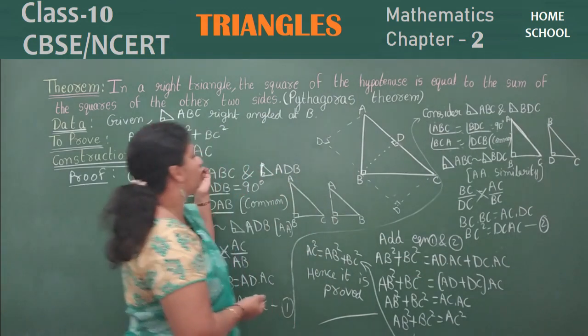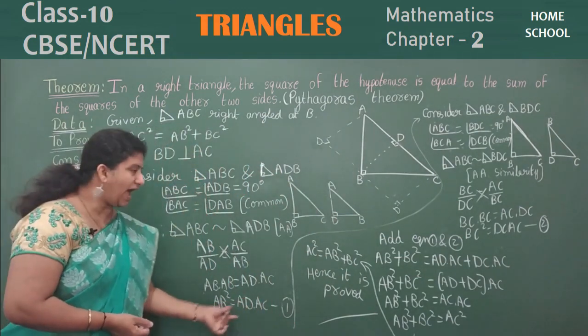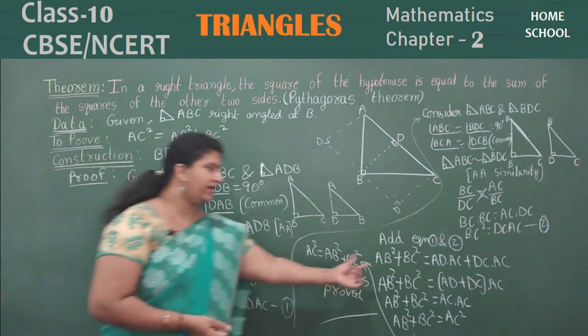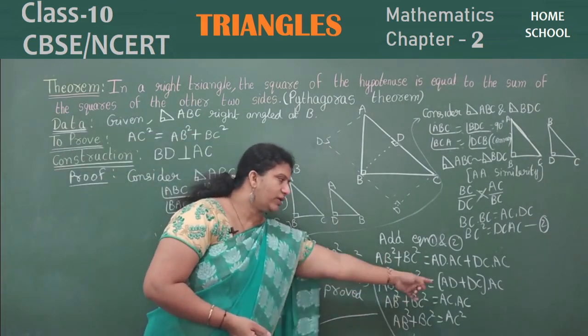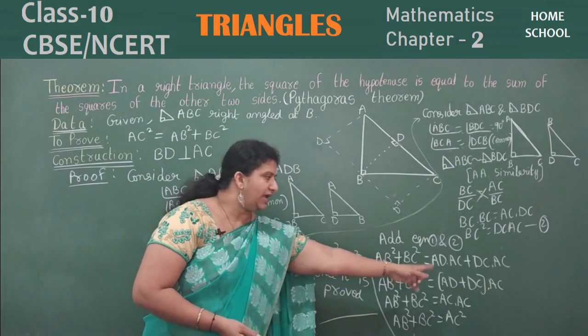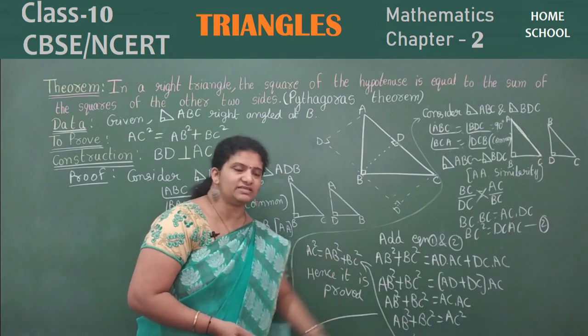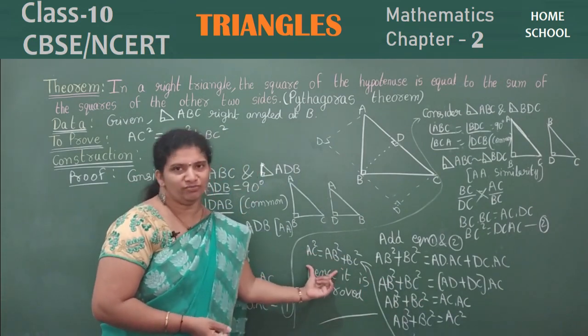Now observe your proof. What we need to prove? We need to add these. Right? So AB square plus BC square, add these two. Then you can see something is common, and AD plus DC is AC. AC into AC will be AC square. Finally, this is your proof.